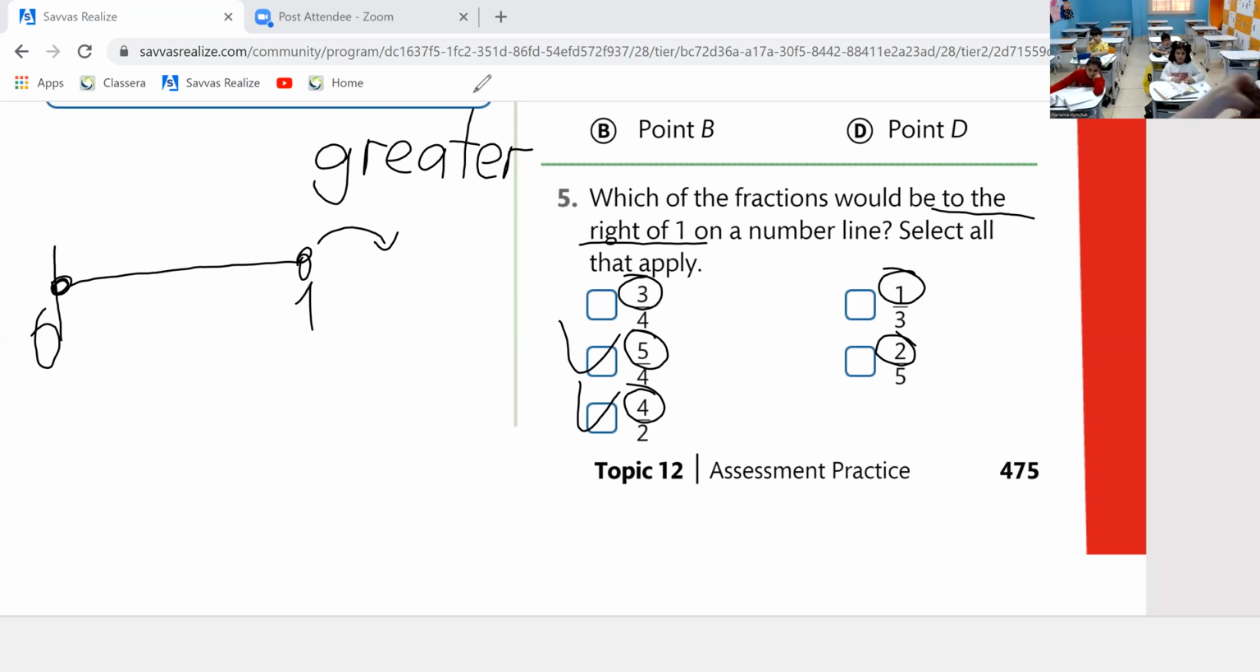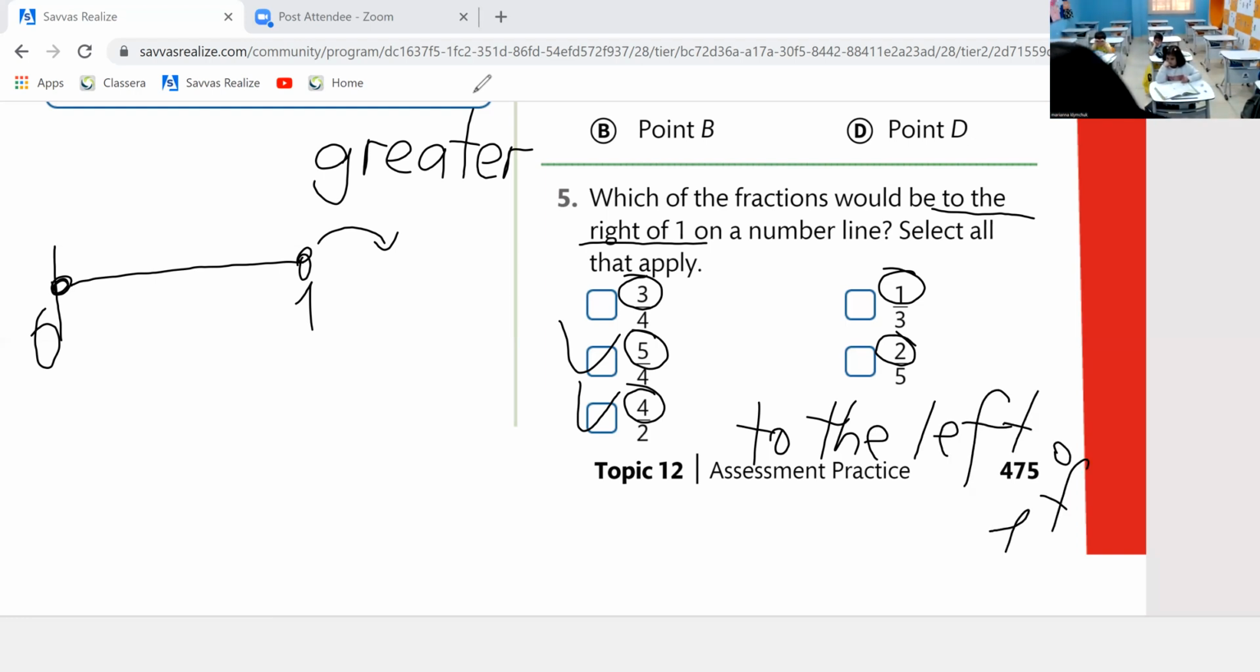Here we read to the right. Imagine that here you read to the left of 1. You need to understand very clearly where we are moving. If we are moving to the left from 1, it's going to be less than 1. Now choose which are less than 1. 3 out of 4, and 1 out of 3, and 2 out of 4. And how do you know that they are less? Because the numerator is less than the denominator. If you understand this rule, that means that you can do this.